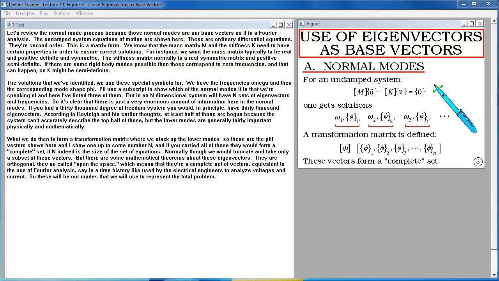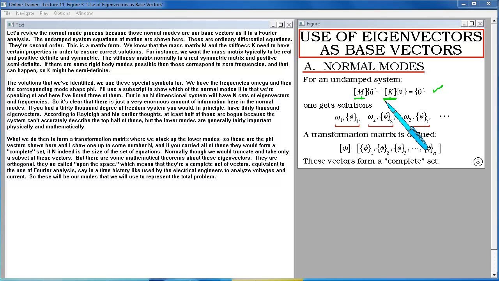We know that the mass matrix M and the stiffness K need to have certain properties in order to ensure correct solutions. For instance, we want the mass matrix typically to be real, positive definite, and symmetric. The stiffness matrix normally is a real symmetric matrix and positive semi-definite. If there are some rigid body modes possible, then those correspond to zero frequencies, and that can happen. So K might be semi-definite.